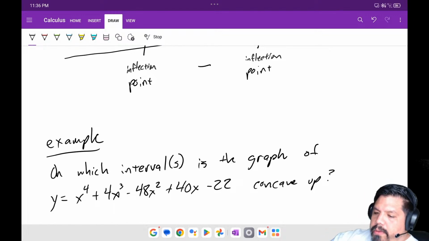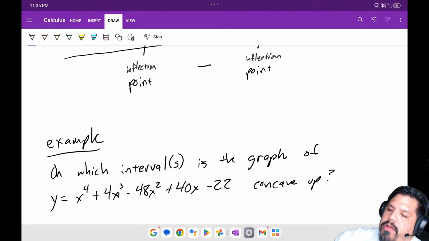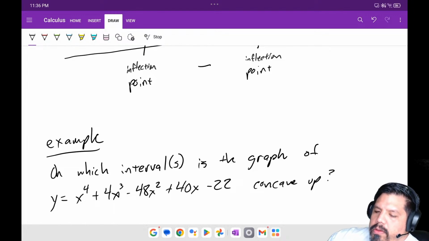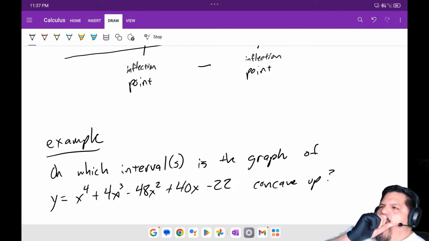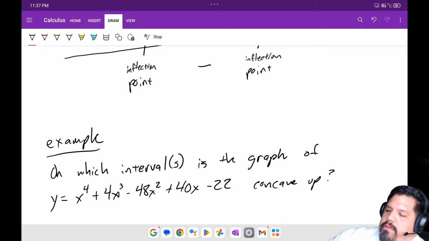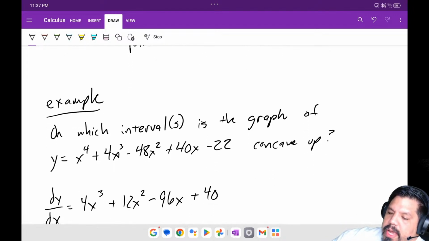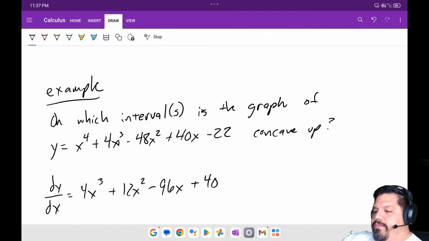So power rule looks like for everything. So the derivative should be 4x cubed plus 4 times 3 is 12, x squared, 48 times 2 is 96x plus 40. And the derivative of a constant is 0. And that's what we have, right?